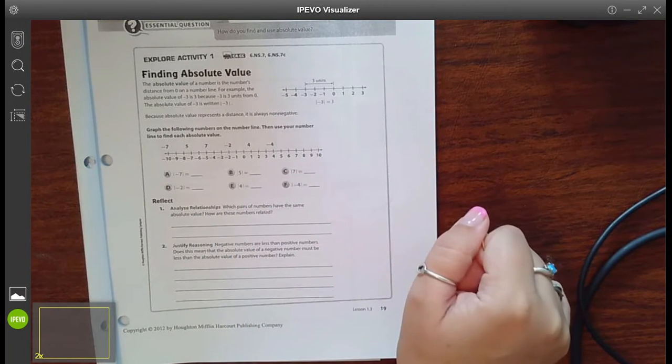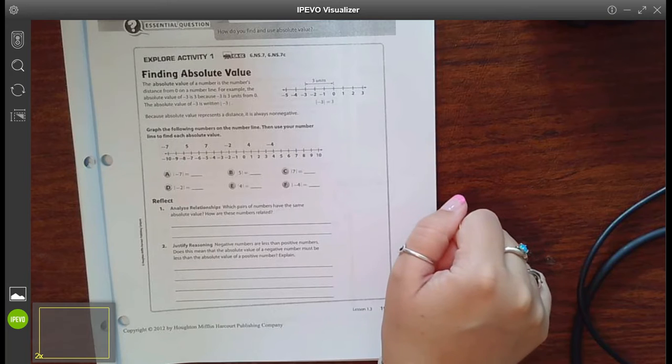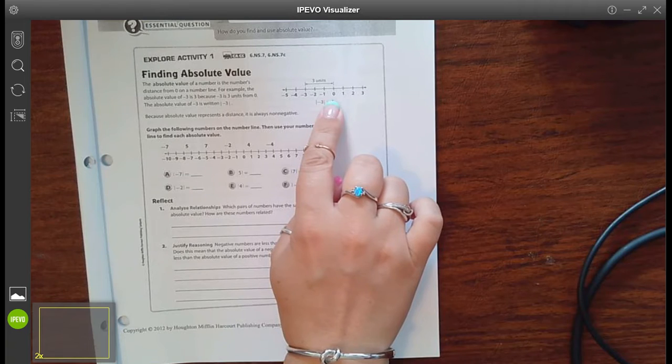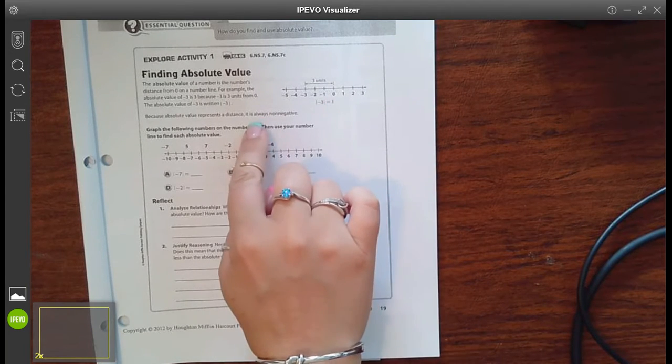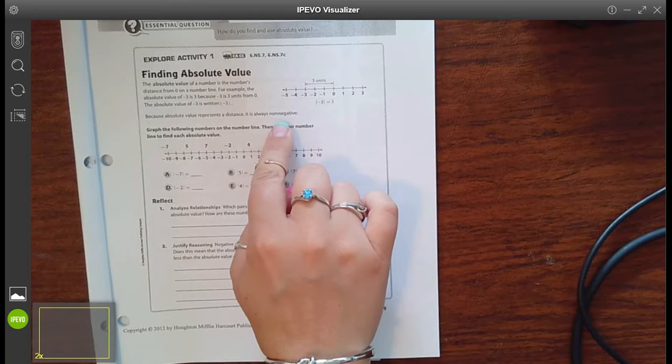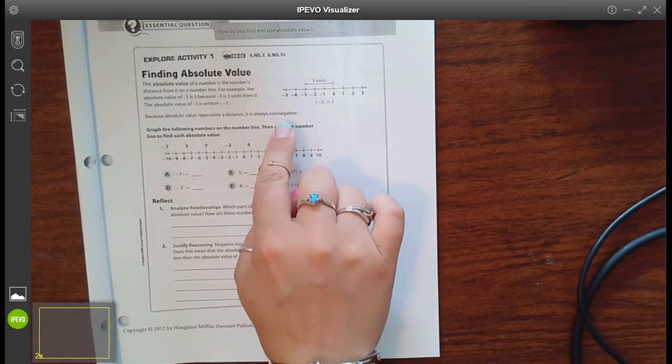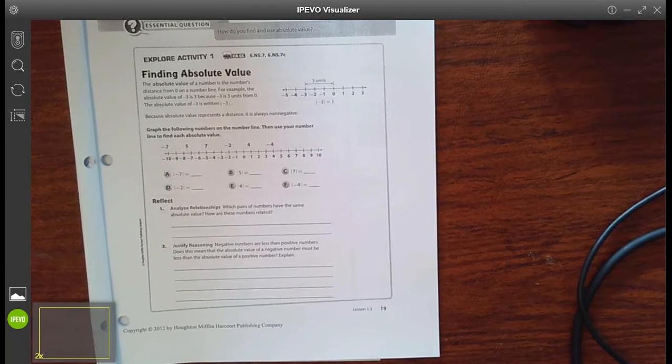Okay? And the reason that we don't say it's always positive is because 0 is neither negative nor positive. And what's the absolute value of 0? It's just 0. So that's the one exception to the rule. That's why we don't say that they're always positive, but you will see that sometimes, because the only exception to it is 0, and 0 is neither negative nor positive. But let's go ahead and give some of these a try.